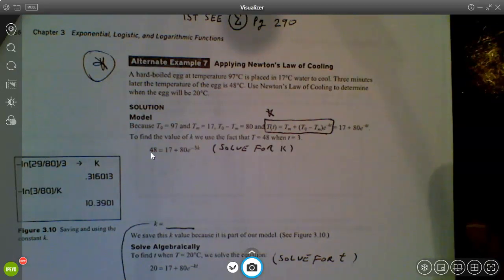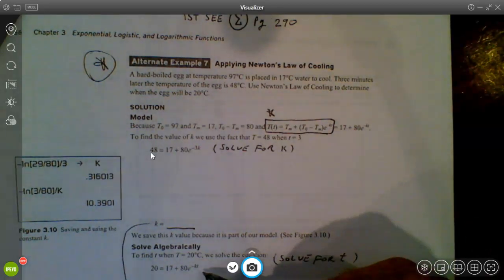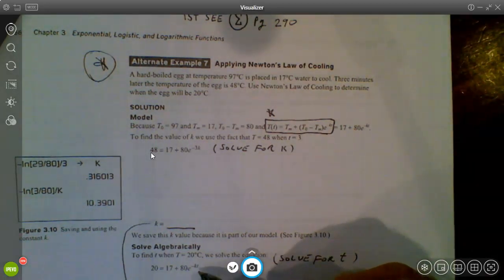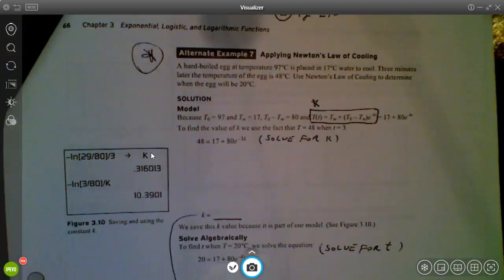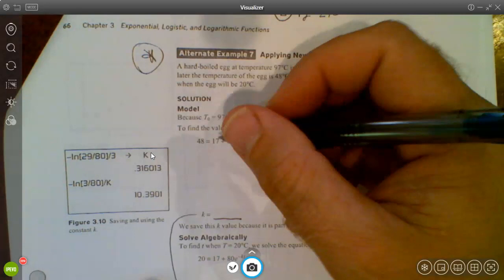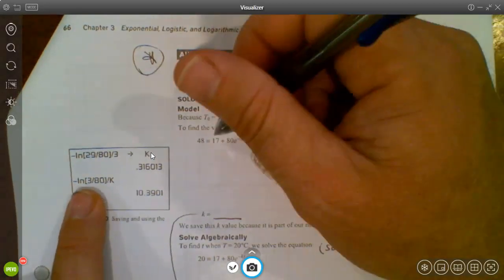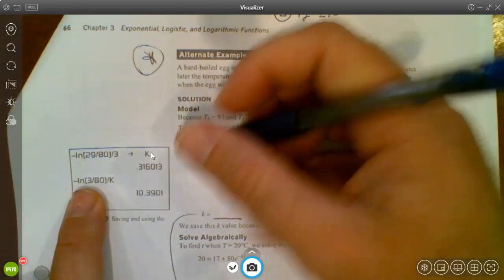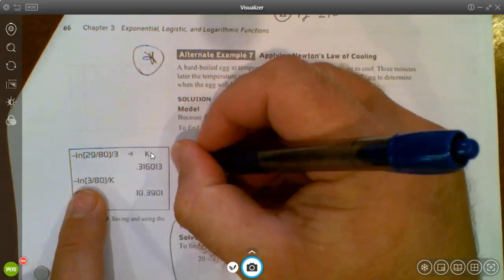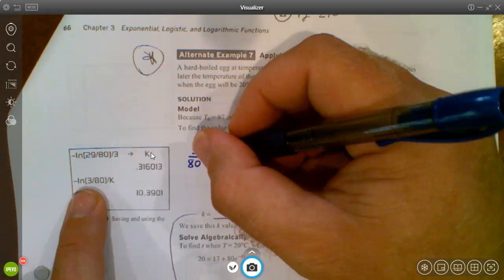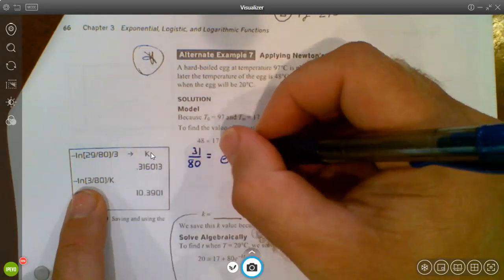our basic log equations to do something like this. So remember we said, as we were doing this earlier, simplify whatever you can first. So subtract your 17, divide by 80. First thing we need to do. So if I subtract that 17, brings us down to 31 over 80. So that's the first thing we got. Equals e to the negative 3k.